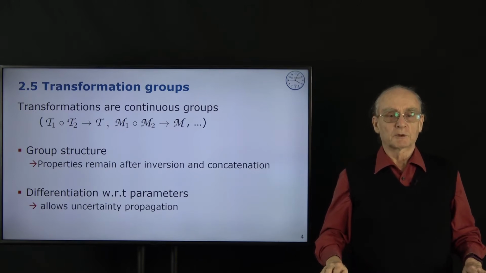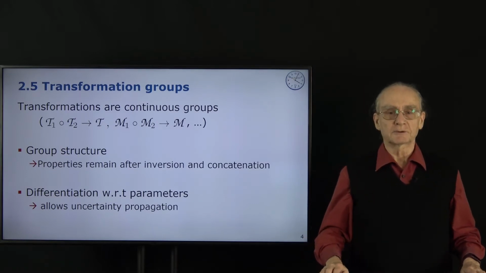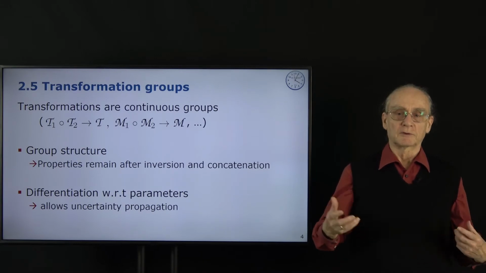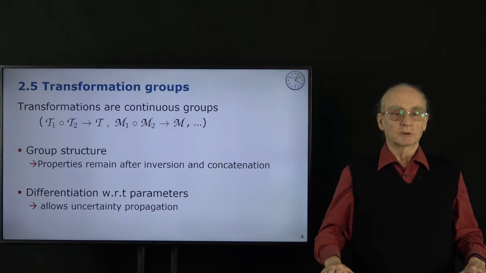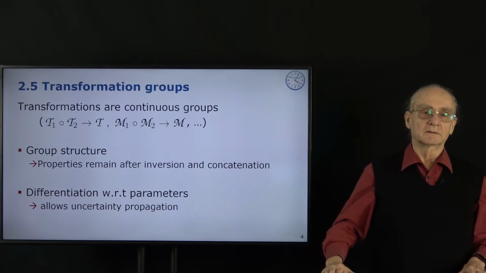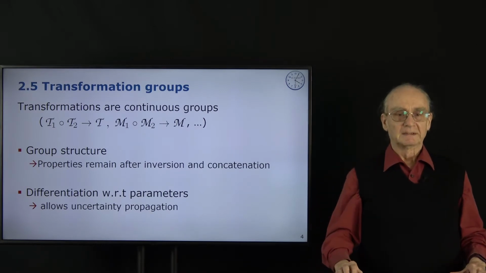And the main thing is that the properties remain after inversion and concatenation. So for instance, motions are length preserving. So if you concatenate motions, we know that the result again will preserve the length of distances between points. The second property is that these are continuous groups. This is very important if we want to do estimation and if we want to describe the uncertainty of these motions and transformations in general, because we can differentiate these transformations with respect to their parameters, and we can apply uncertainty propagation, etc. So let's have a look at it.